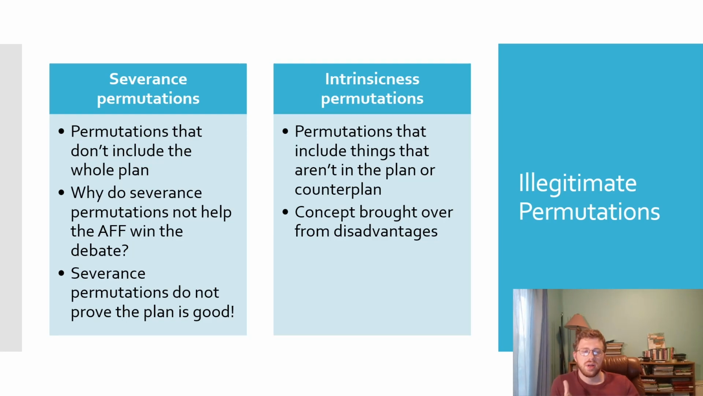To sum up, legitimate permutations have to include only all of the plan and all or part of the counterplan and nothing else. Permutations that don't include the whole plan are severance permutations, while permutations that include something other than the plan and counterplan are intrinsicness permutations.